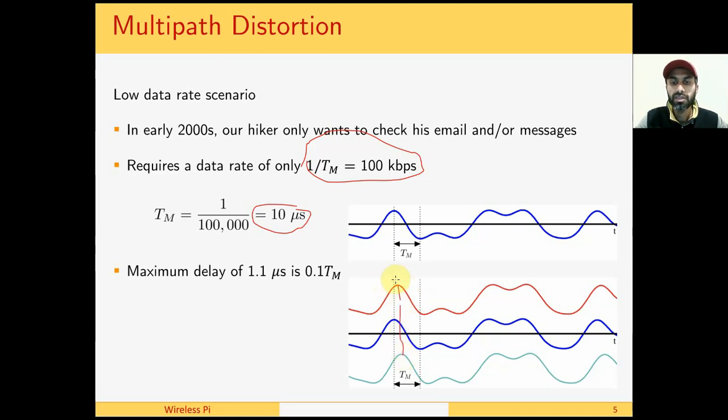You can see here that while multiple paths are added, each symbol is largely adding to the same value and it is not interfering with values into the future. This is due to the low data rate scenario and we say that not much inter-symbol interference occurs.